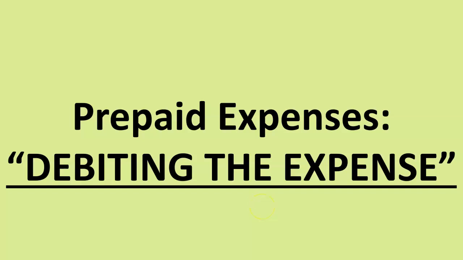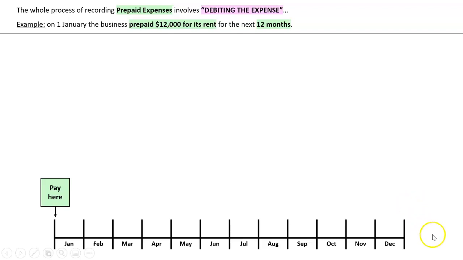When we learned how to record a prepaid expense, the most important step was the actual balance day adjustment, and that involved doing something called debiting the expense. So we're just going to look at that on its own now, because it's very, very important, because basically the whole process of recording prepaid expenses involves the debiting of the expense. Let's use an example. It's the same example we've been using through all the videos. On the 1st of January, the business prepaid $12,000 for its rent for the next 12 months.